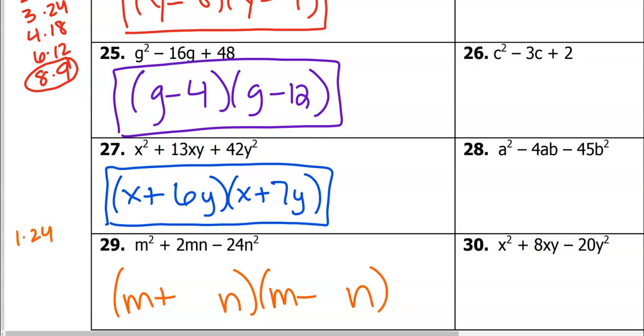So 1 and 24, 2 and 12, 3 and 8, 4 and 6, right? Those are your options. Okay? So now look at that list and which one of those can give you a 2 somehow? 4 and 6. Okay? Am I going to do 4 minus 6 or are we going to do 6 minus 4? 6 minus 4, we want that positive 2 in the middle. So 6 minus 4 gives me positive 2.